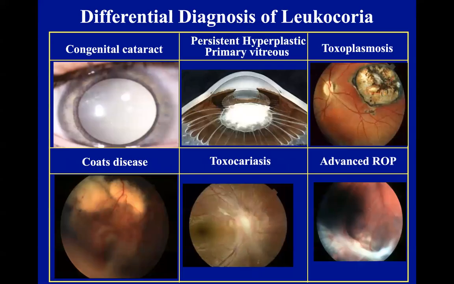So what's your differential diagnosis of leukocoria? Very important multiple choice questions. It can be a congenital cataract, persistent hyperplastic primary vitreous. I'm happy if you say PHPV, toxoplasmosis, Coats disease, toxocariasis, and advanced retinopathy of prematurity, as I showed you when I examined the little children.